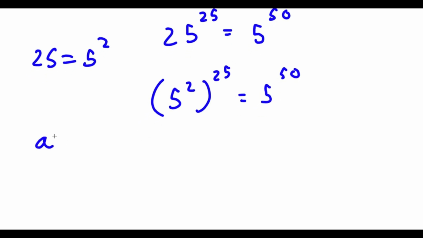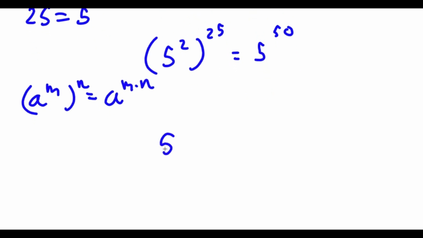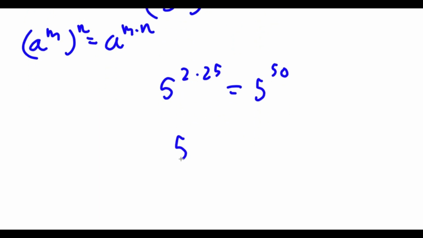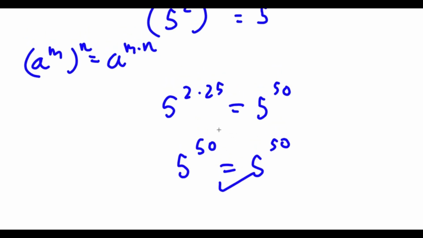Now, if I have something in the form a to the power of m to the power of n, this is the same thing as a to the power of m times n. So 5 to the power of 2 to the power of 25 is going to equal 5 to the power of 2 times 25, which is equal to 5 to the power of 50. And 2 times 25 is 50. So I have 5 to the power of 50 is equal to 5 to the power of 50. And because this is right, our solution is right as well.